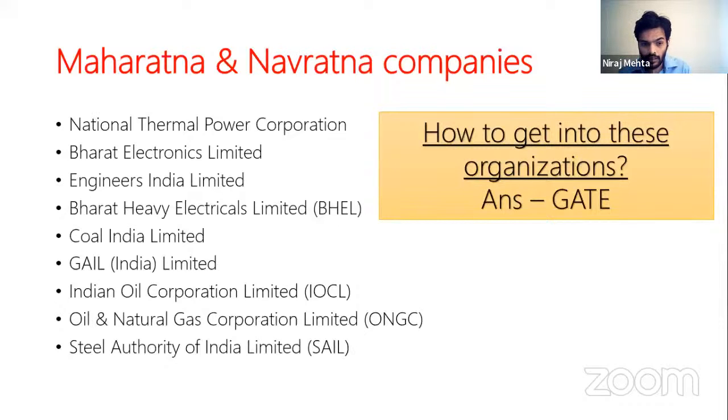These are companies, including government organizations, that pay really well, and at the same time the future is quite secure in these companies. So which are these companies? These are NTPC, National Thermal Power Corporation, Bharat Electronics, Engineers India, Bharat Heavy Electricals Limited, Coal India, then GAIL, IOCL, ONGC, and SAIL. Now the question remains, how do we get into these companies? The answer is GATE.